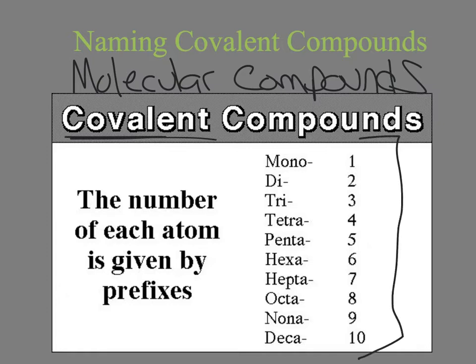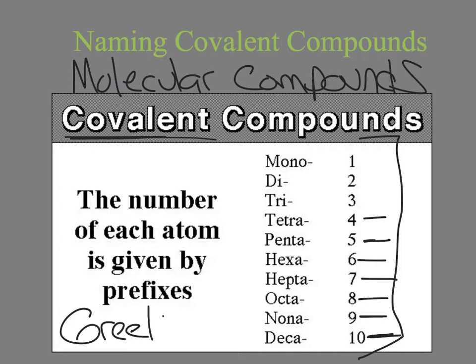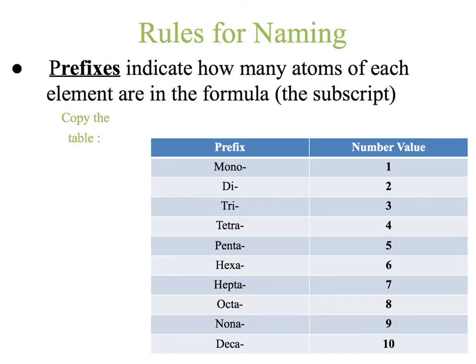Mono means 1, di, 2, tri, 3, tetra, 4, penta, 5, like a pentagon, hexa, like a hexagon, is 6, hepta, 7, octa is 8, nona is 9, and deca is 10. A decade has 10 years. Deca means 10. These prefixes come from the Greek language, and so they're often referred to as the Greek prefixes. There's another chart.